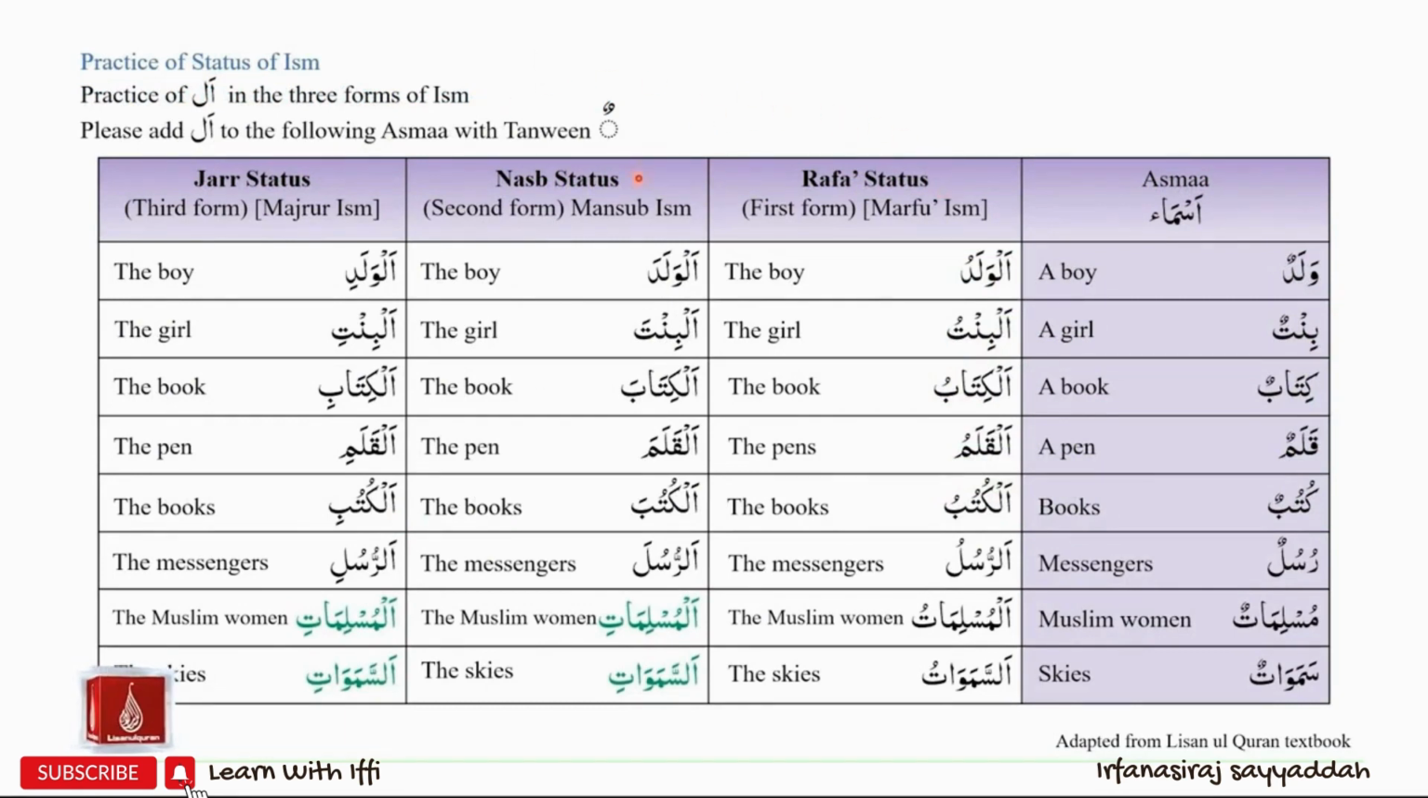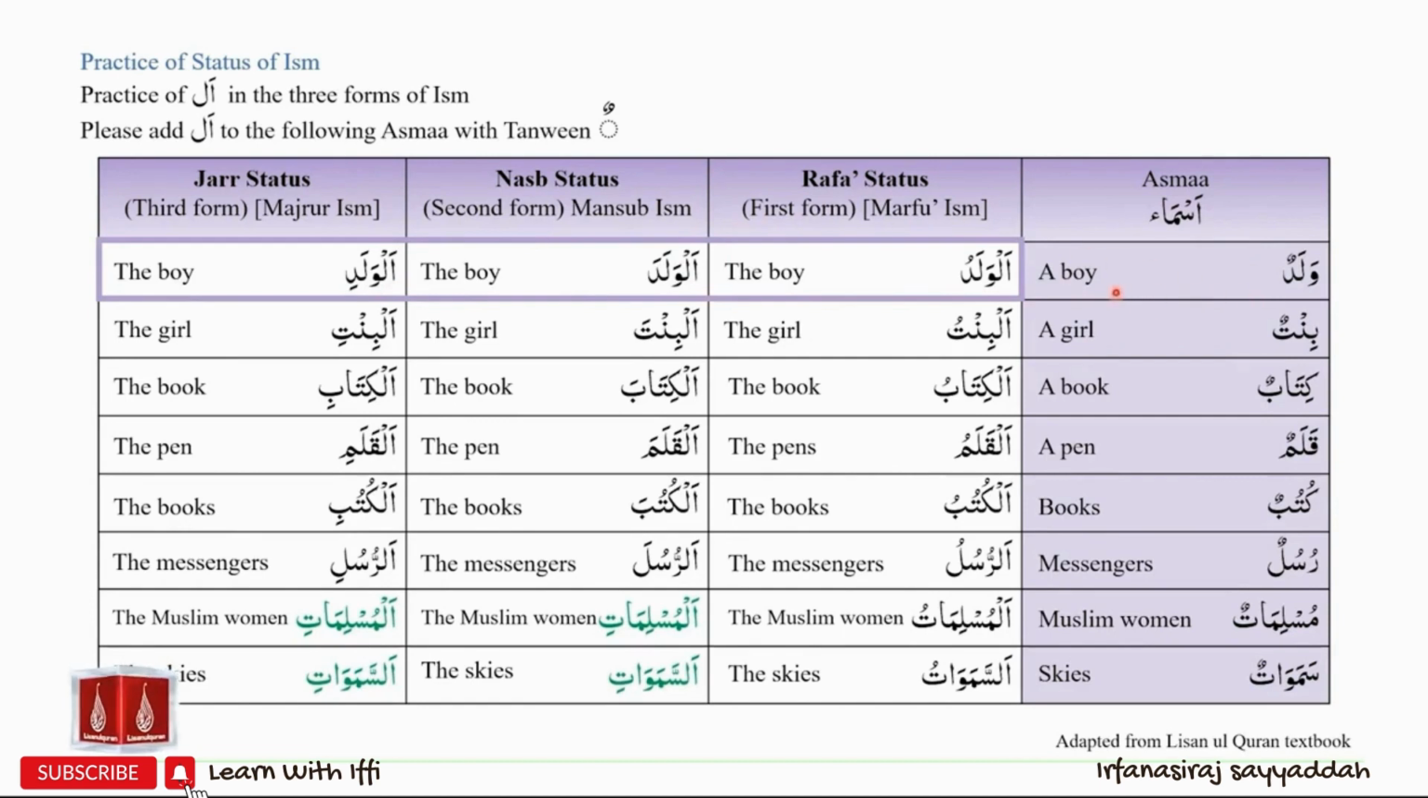Here we will practice the addition of al to asma in their three forms, that is in the Rafa status, Nasab status and Jarr status. In this column we have asma, all of whom have the tanween at the end of the ism. So all of these asma have double pesh on the last alphabet, and we will add al to the three forms of these asma. For example, for waladun we have al-waladu, al-walada, al-waladi.